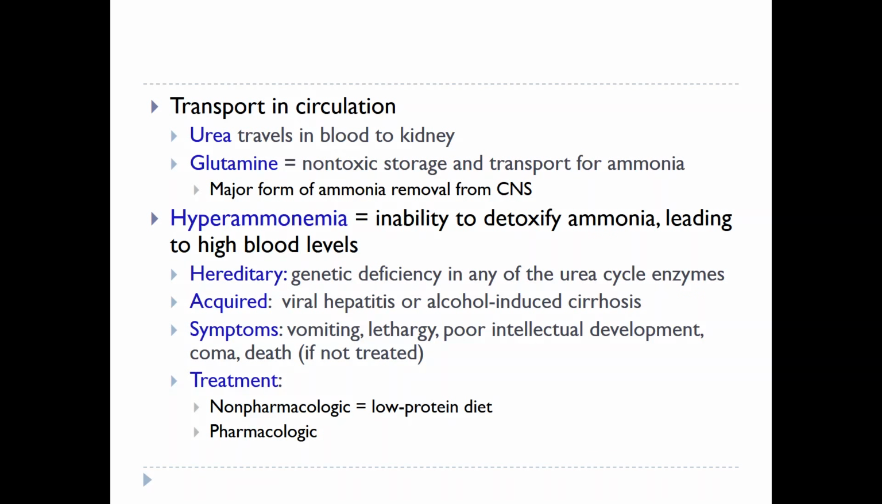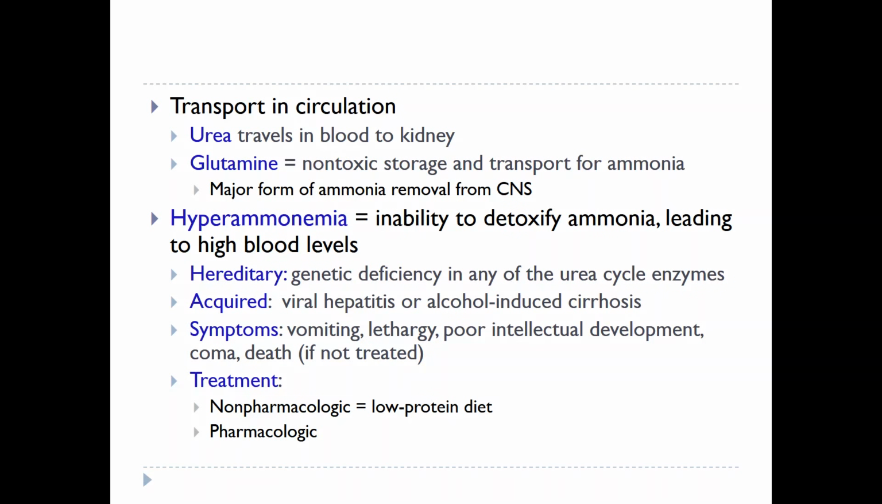And the second one is situations in which the liver is damaged by cirrhosis, either induced by alcohol or as a result of viral hepatitis. The symptoms are quite severe given the fact that the ammonia is highly toxic, and it can lead to vomiting and a lethargic state. If it's the case of a hereditary defect, it leads to poor intellectual development, coma, and even death if untreated.